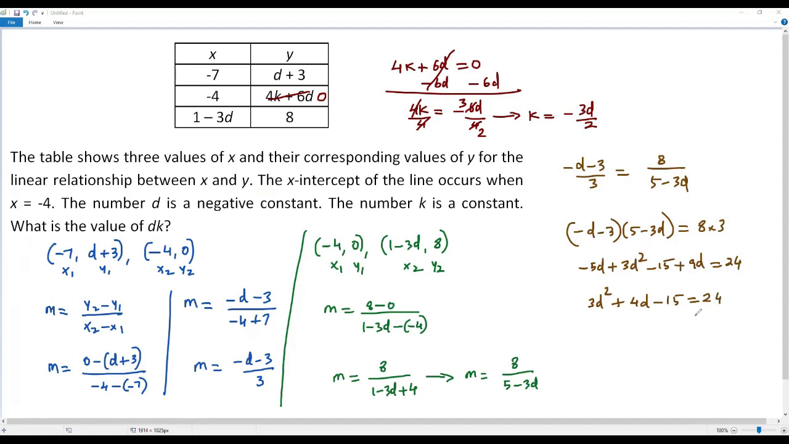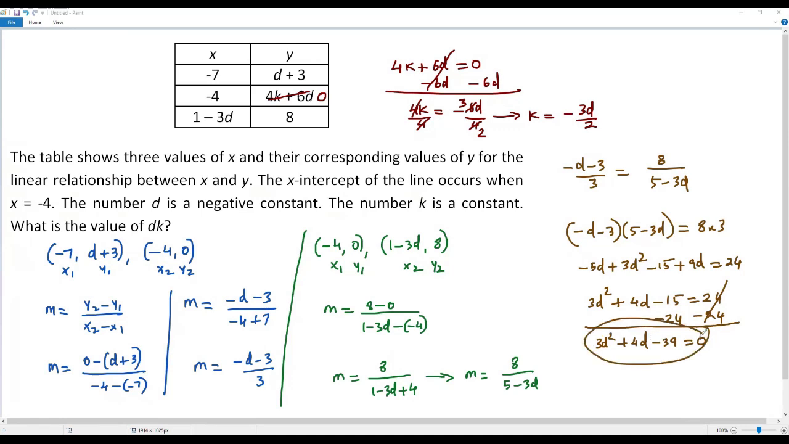Let me subtract 24 from both sides of the equation. Okay, let me do it. Then this positive 24 and negative 24 will cancel out. I am getting 3d square plus 4d. When I combine negative 15 and negative 24, I am getting negative 39. On the right side, we have 0. Here, we have a quadratic equation in standard form in terms of the unknown d.